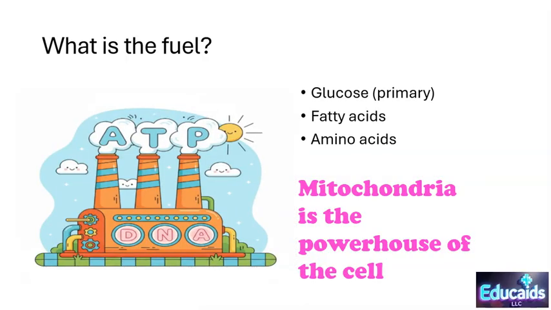So what is the fuel? Mostly the mitochondria uses glucose. It can also use fatty acids and amino acids, but our primary source of energy is glucose. And remember, the mitochondria is the powerhouse of the cell with its maternal only DNA, and it makes ATP.